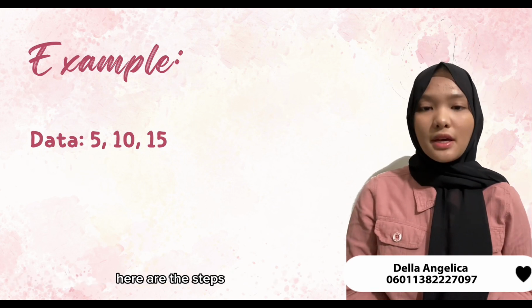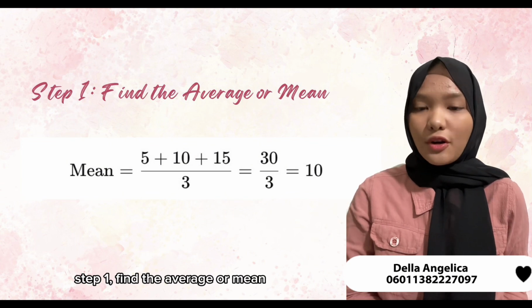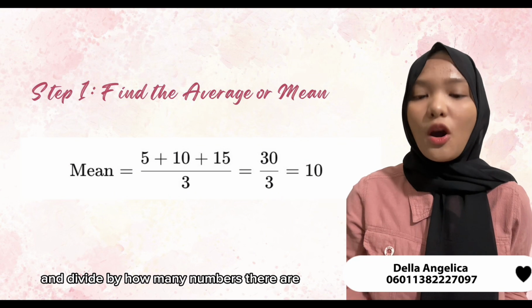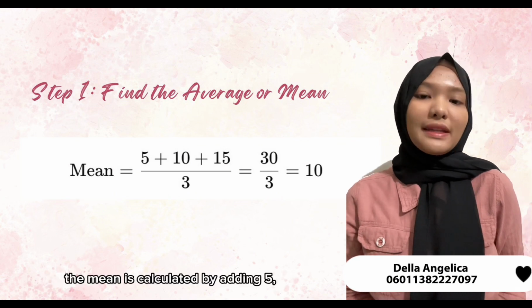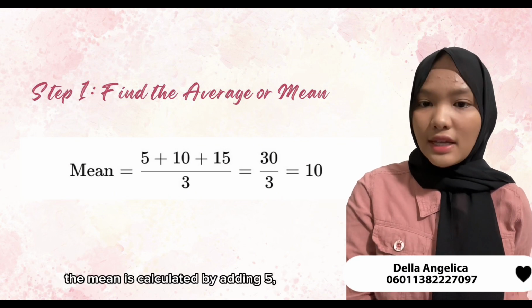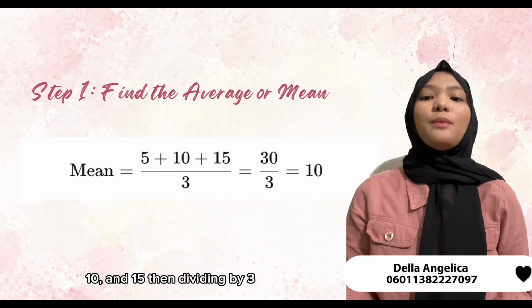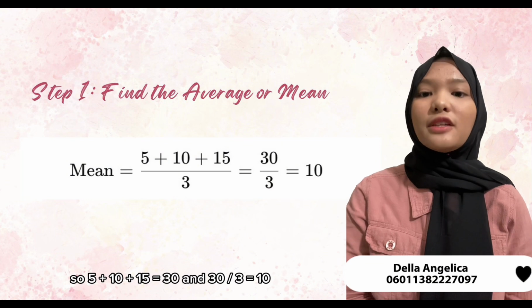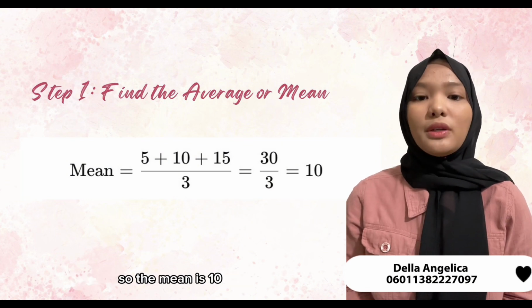Here are the steps. Step 1. Find the average or mean. To calculate the mean, add all the numbers together and divide by how many numbers there are. The mean is calculated by adding 5, 10, and 15, then dividing by 3. So 5 plus 10 plus 15 equals 30, and 30 divided by 3 equals 10. So the mean is 10.